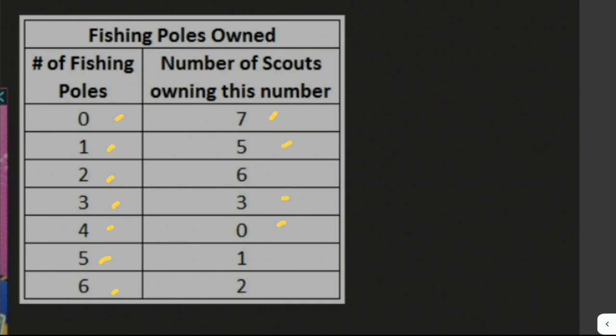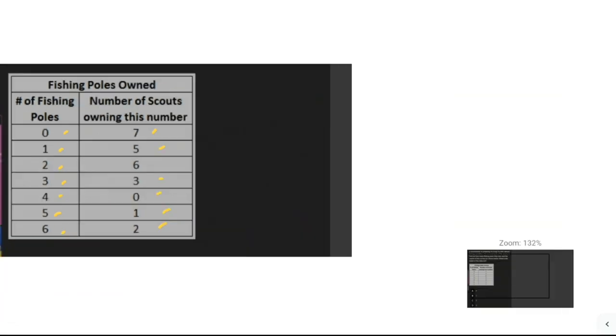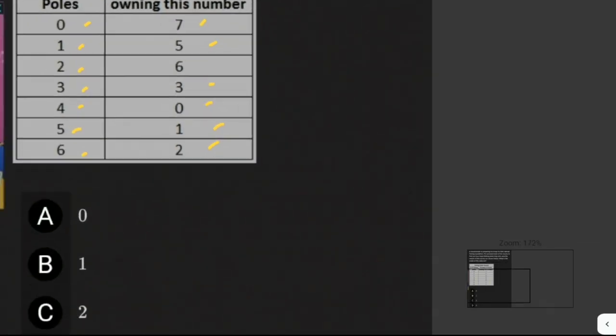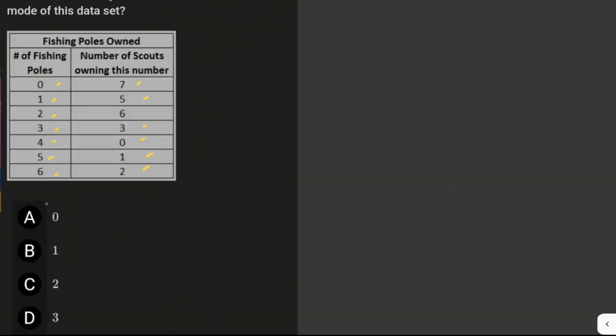Okay, so it's understandable that the largest of all is the number of fishing poles which is equal to 0. So the largest number of scouts, who own 0 fishing poles, is our mode. So the answer here is letter A.